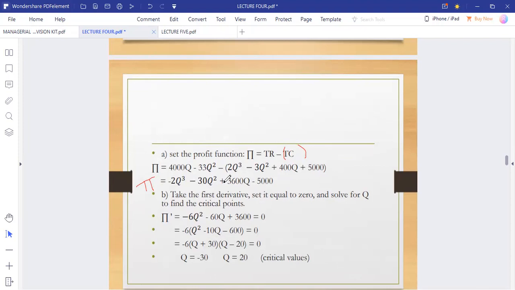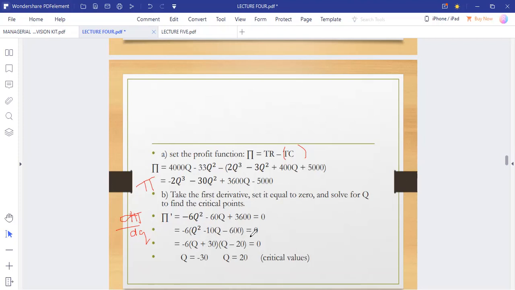Now, the other way of optimizing: we just find the marginal profit and equate it to zero. Remember what I told you? dProfit over dQ equals zero. When you differentiate once, you use profit prime. When you differentiate twice, you put a double prime. So this is just a shortcut of saying we differentiated once. So minus Q cubed becomes minus 6Q squared, and 30Q squared becomes 60Q. 600Q becomes 600, and 5000 becomes zero. So this one we divide by 6 throughout, and we're going to have this equation.